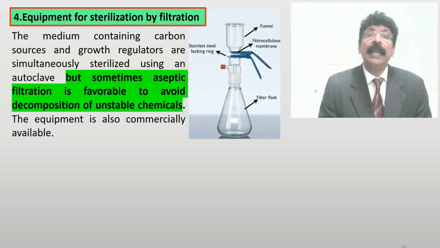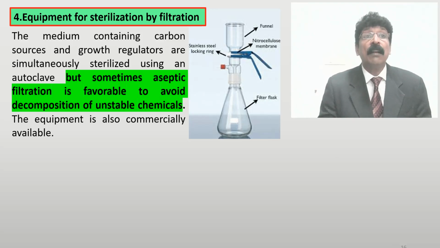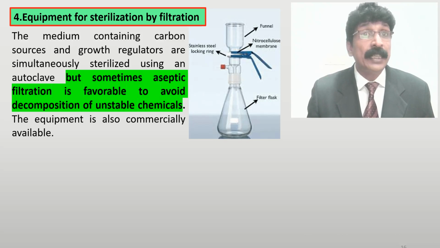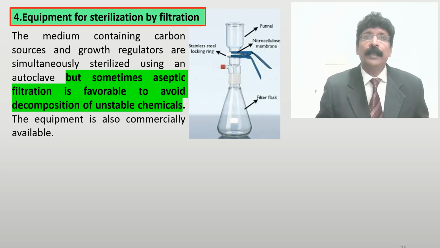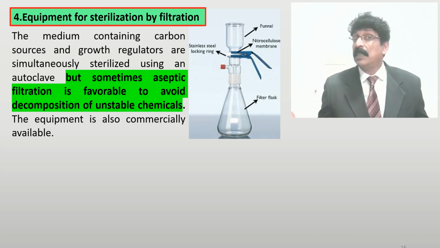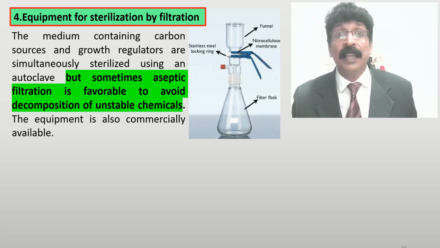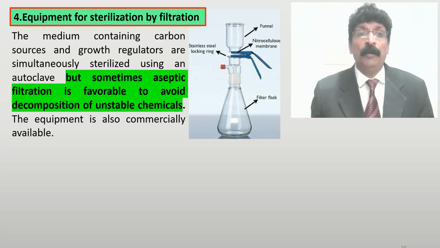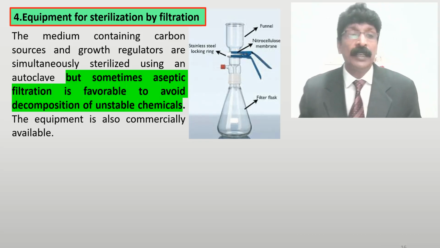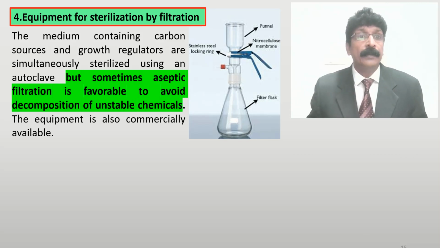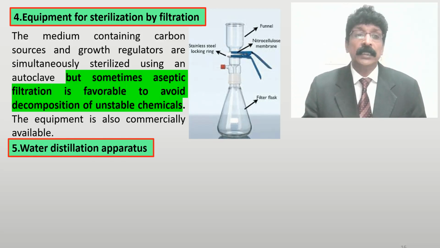The medium containing carbon sources and growth regulators is simultaneously sterilized using an autoclave, but sometimes aseptic filtration is favored to avoid decomposition of unstable chemicals that may be present in them. Even though heat sterilization is done, they may exist, and after some time they may spoil our work. So it can be removed by sterilization by filtration. The equipments are also commercially available in different sizes and different methods.